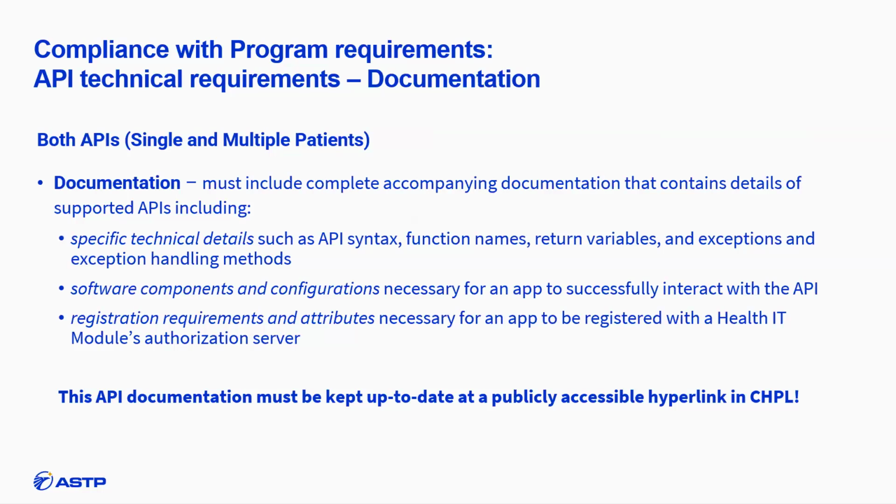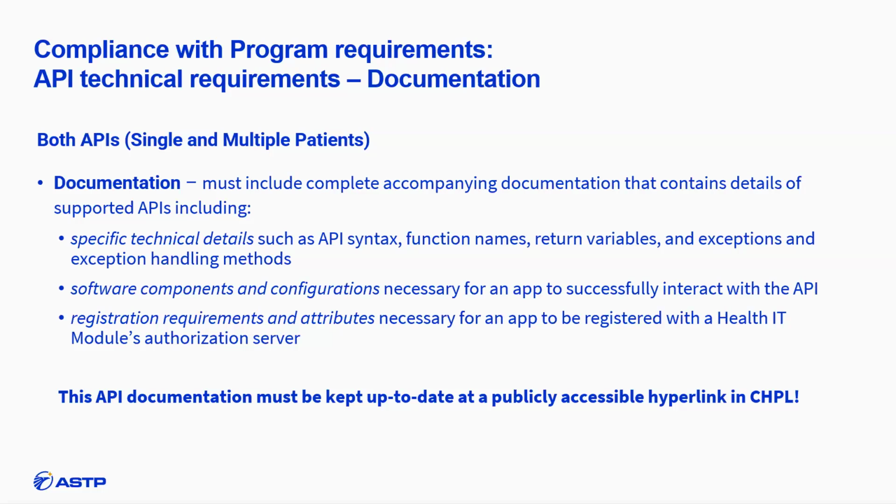All right, so moving on to program requirements for the G10 criterion for API documentation. The G10 criterion specifically requires that API documentation be provided at the time of certification and subsequently kept up to date. This documentation must include information about both the single patient and multiple patient APIs that are part of the G10 criterion. Complete, up-to-date documentation is important to enable API users to understand and use the certified API technology.